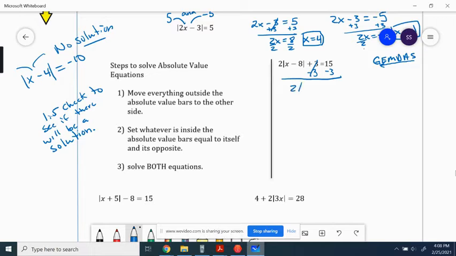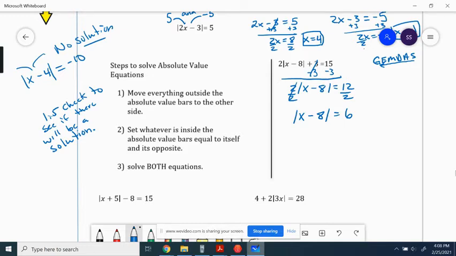Now I'm left with 2 times the absolute value of x minus 8 is equal to 12. And now I want to get rid of this 2, so I'm going to divide. That is equal to 1, so it's essentially gone. We don't need to write anything like that. And 12 divided by 2 is 6. All right, now step 1.5, so we just removed everything outside of the absolute value bars.